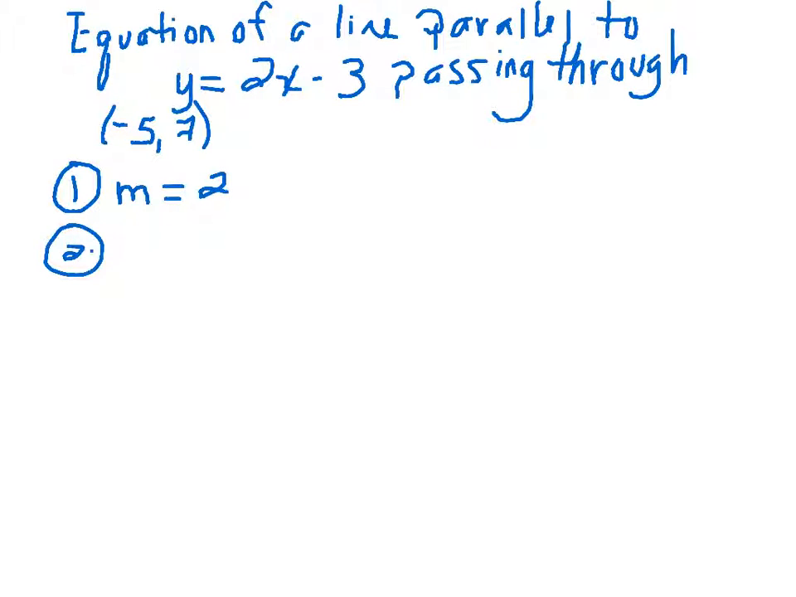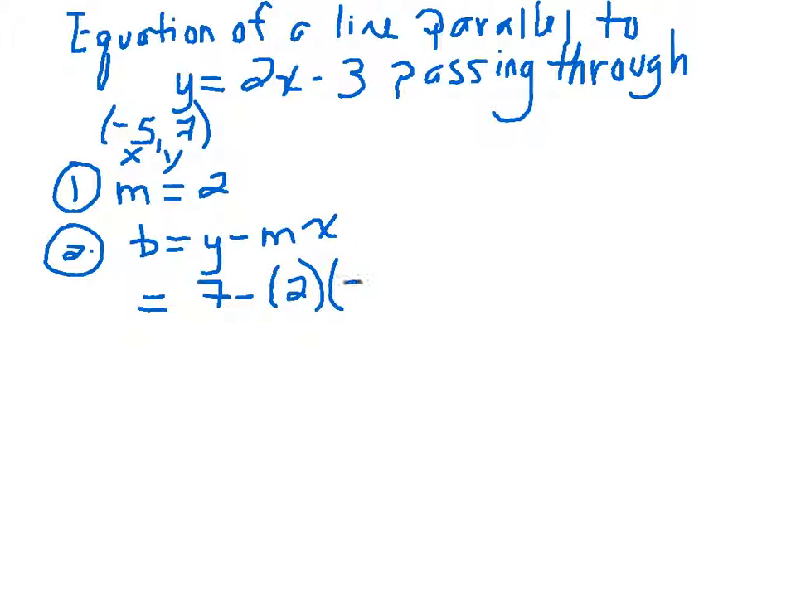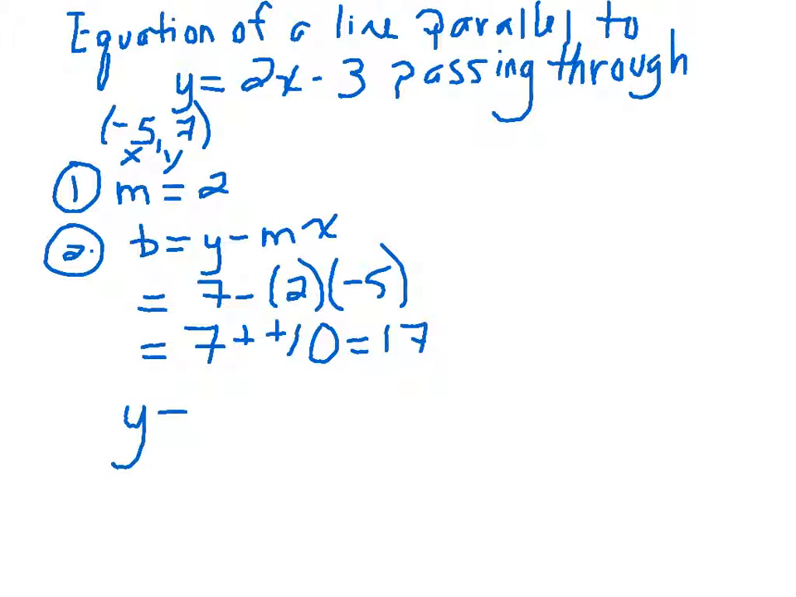That's pretty easy. Our second step is to find our b value, and here is an equation for that. We have an ordered pair, which we're going to label up. So when we apply our formula, we have y, which is 7, minus m, which we found was 2, times x, which is negative 5. This is just order of operations. 7 minus negative 10, which gives us 17. So we put it all together, and our equation is y equals 2x plus 17.